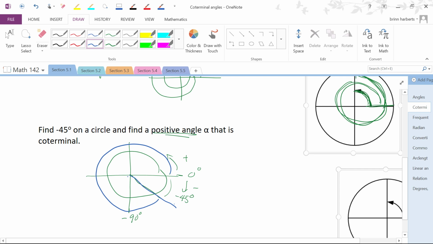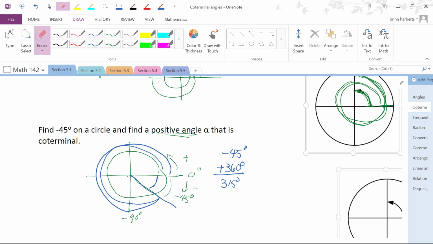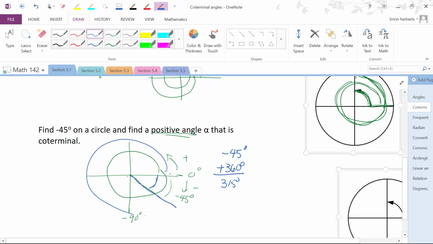Okay. So if I take this 45 degree angle and this big positive angle, it should add up to 360 degrees. I'll take negative 45 degrees and I will add to that an entire circle, and that will be 315 degrees. So two coterminal angles here are positive 315 degrees, which is coterminal with negative 45.